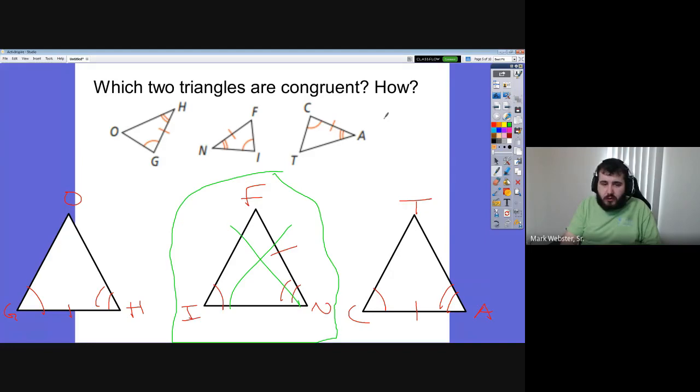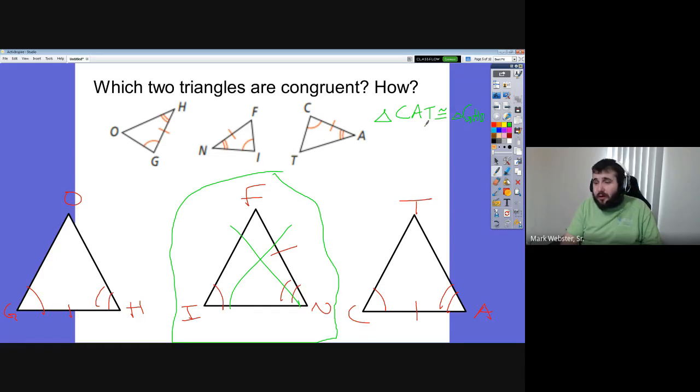So which two triangles are congruent? Triangle CAT is congruent to triangle GHO. They tried to spell cat, fin, and hog, but they didn't put all the letters in the right spot. So this one has to be GHO. It can't be HOG because C doesn't go with H, right? G doesn't go with T.